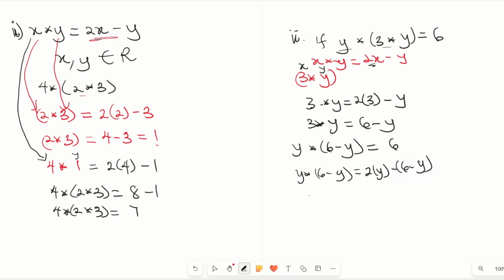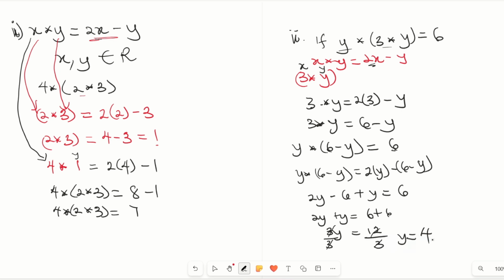And then we know that 2y, this gives us 2y minus 6, minus times minus gives us plus y, and all this is equal to 6 here. So now we have 2y plus y is equal to 6 plus 6. So that gives us 3y is equal to 12. So we can divide both sides by the coefficient of the y, which is 3. So that implies that our y is equal to 4.